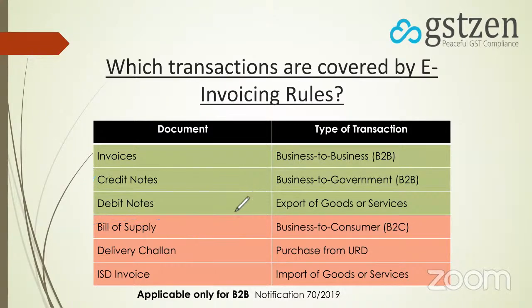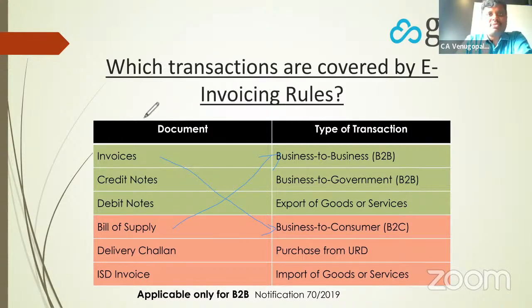Let's look at what it means. I am making an exempt supply to a B2B, or what is equivalent, a taxable supply to B2C. For an e-invoice to be applicable, it has to satisfy both. It has to be an invoice. It has to be to a B2B.